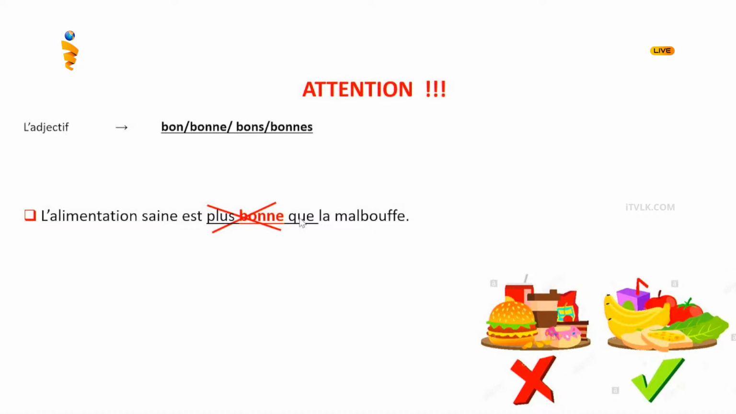Plus bon does not exist. Instead of that, we have to use the adjective meilleur. So with meilleur, can you see, children? I have added another E at the end. Why? Because l'alimentation is feminine. In that case, I have agreed with the gender of that. That is E at the end.